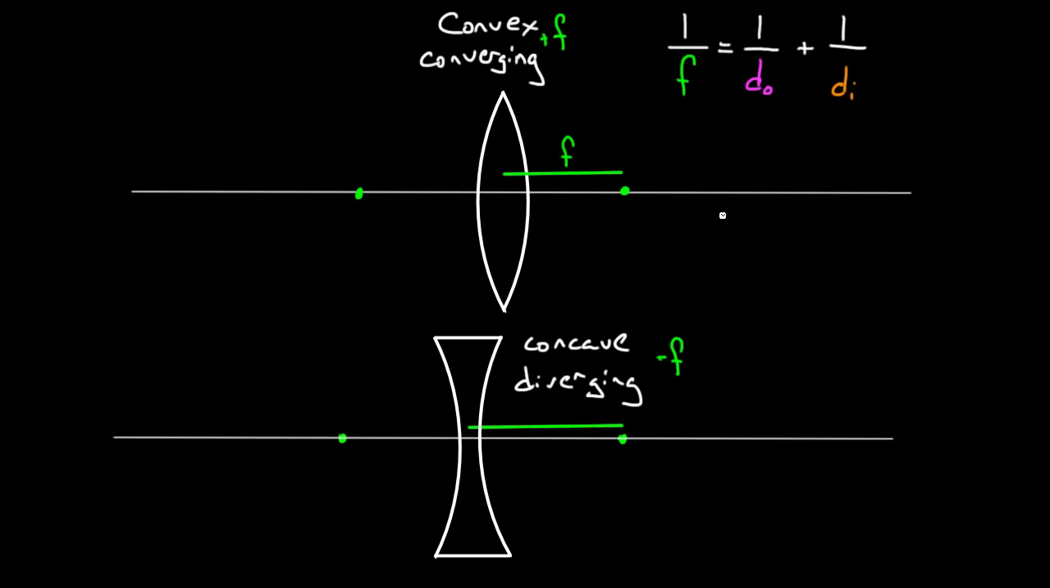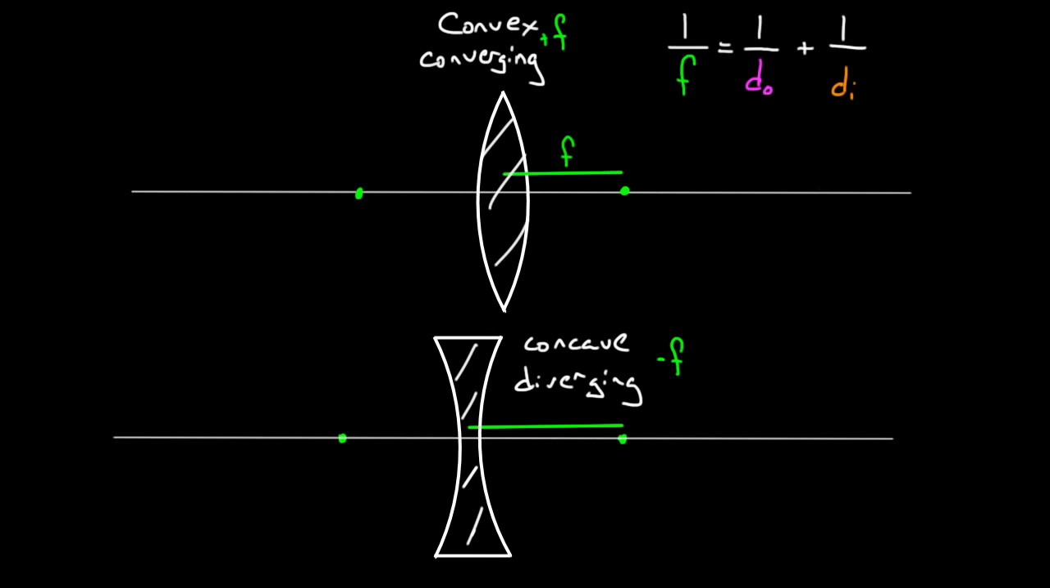So all you need to look at is what type of lens you have. DO, DI, doesn't matter. DO and DI could be big, small, positive, negative. You could have a real image, a virtual image. It doesn't matter. All you have to look at is what type of lens you have. That will tell you whether you should plug in a positive focal length or a negative focal length. Alright, so focal length isn't too bad.